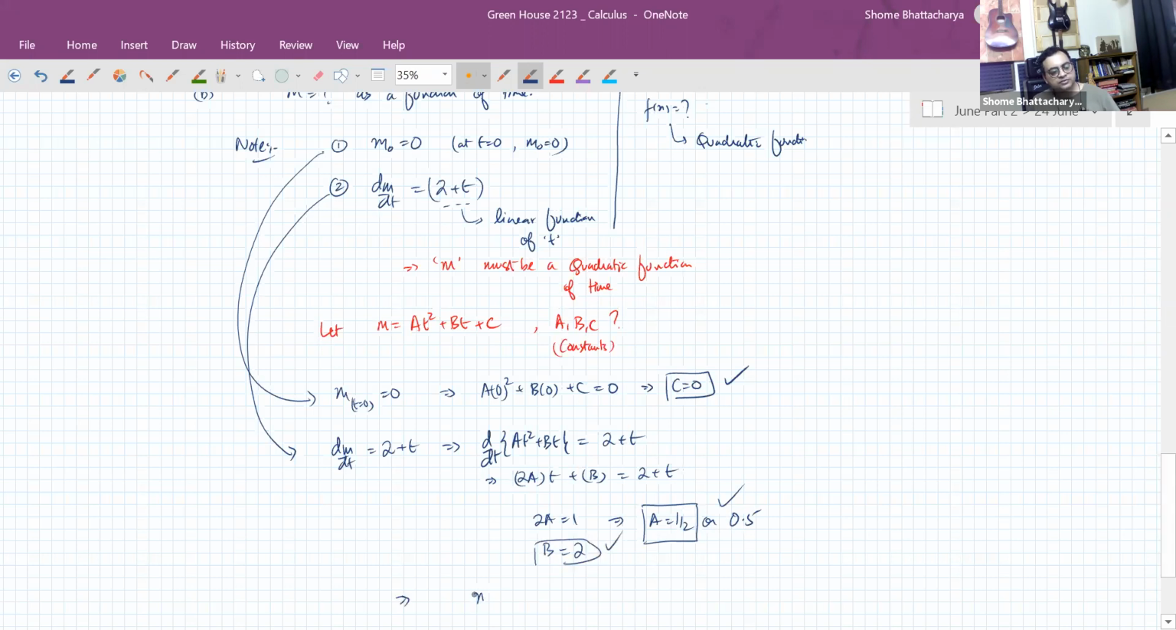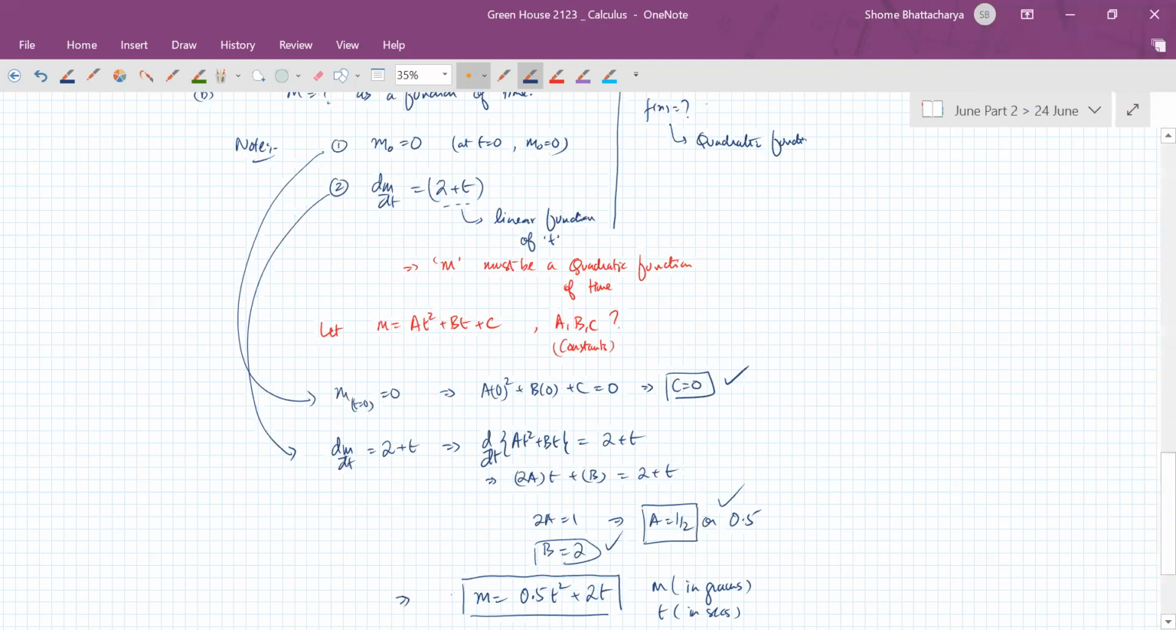So now I know that mass as a function of time is how much? It is a, or 0.5 t square, plus bt, that is 2t, plus c, which is 0. So this must be m in grams. So mass is in grams and time is in seconds in this. And now you can just double check that if you take this value of m, you will get your dm by dt as 2 plus t. If you just differentiate this, you will get 2 into 0.5, that's 1 into t, plus differentiation of 2t, that's 2. So that's t plus 2, which is the same thing.